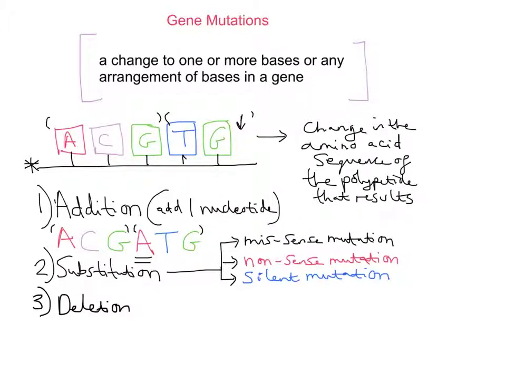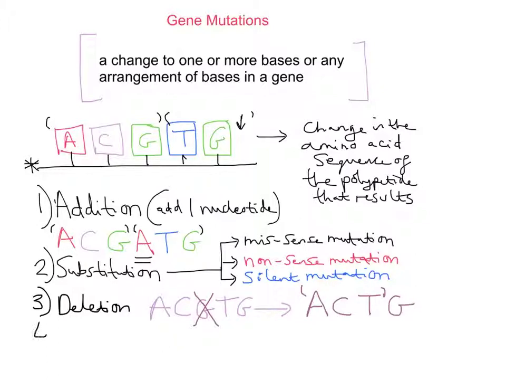So where originally we had ACGTG, and just to save time, I'll write this all in the same colour, that may become ACTG. We've completely deleted, if you like, that G. So you can see again, when we read it as a set of 3 bases, ACT is very different to ACG. So when we have a deletion mutation, a whole nucleotide is lost from the normal DNA.